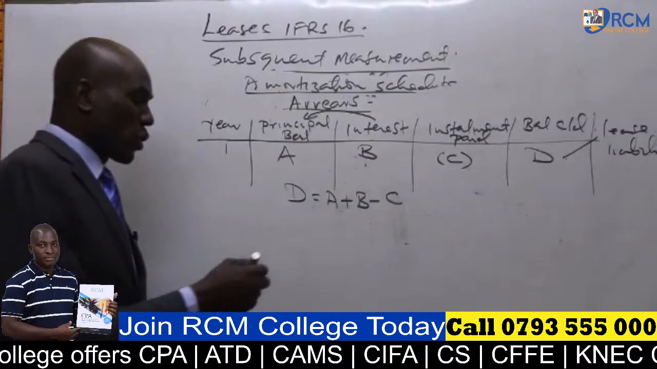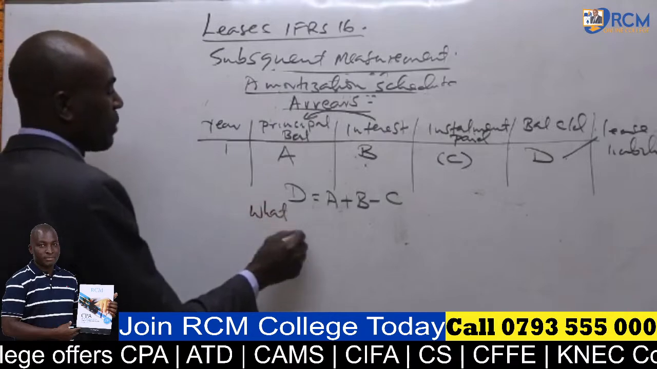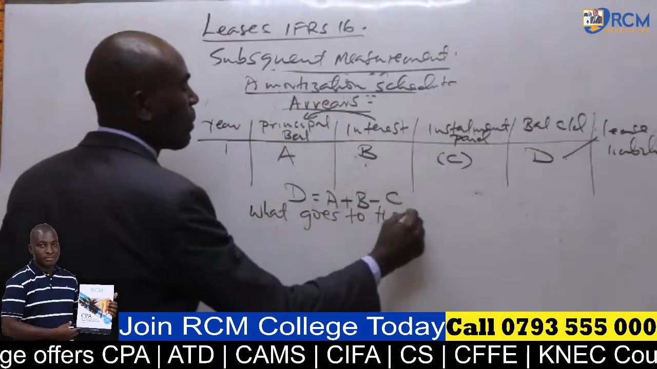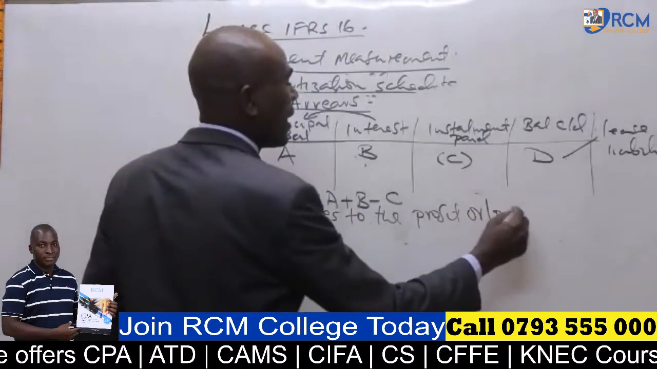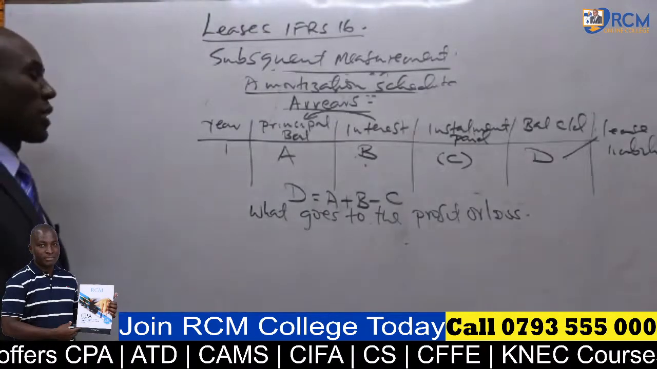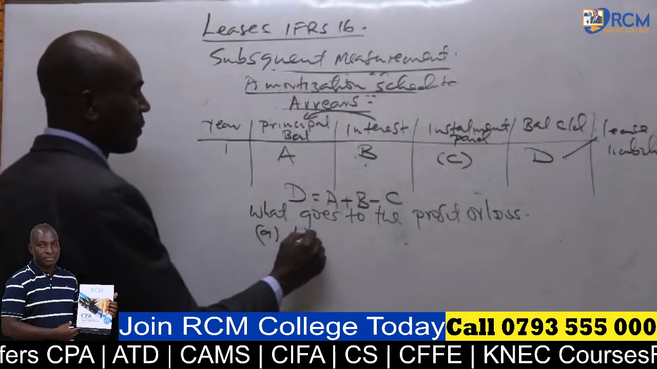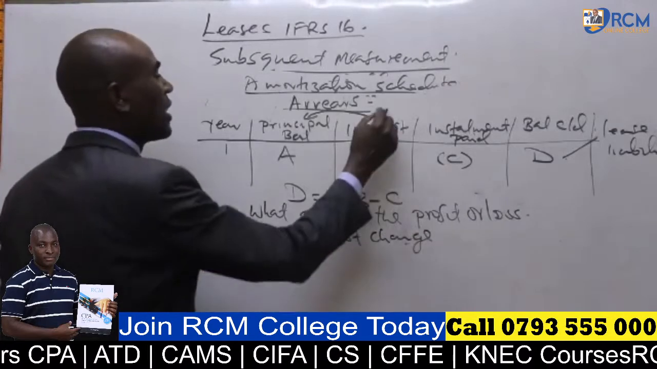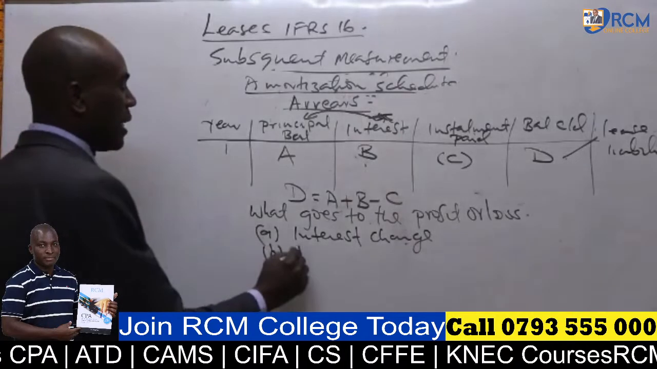Therefore, what goes to the income statement? To the profit or loss? When I have the lease, what goes to the profit or loss? Number A, the interest charge, this interest charge, interest implicit. Then number B, depreciation.